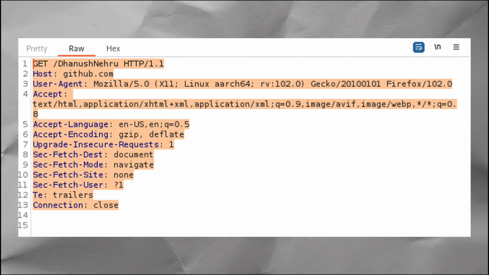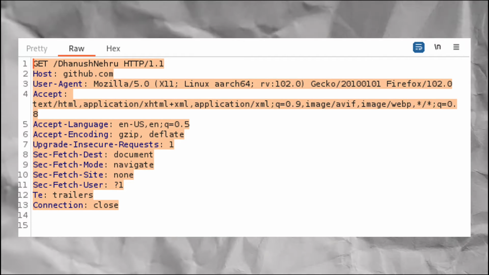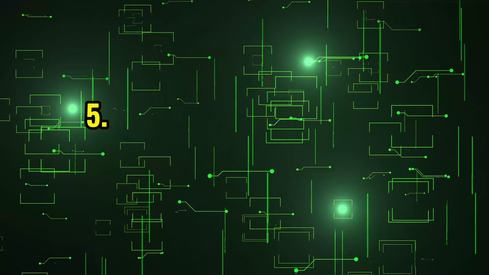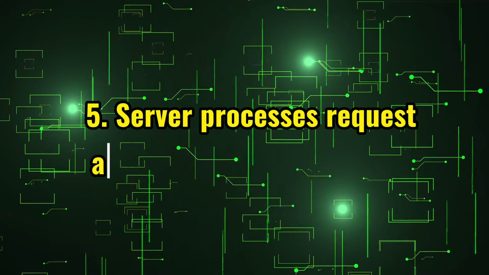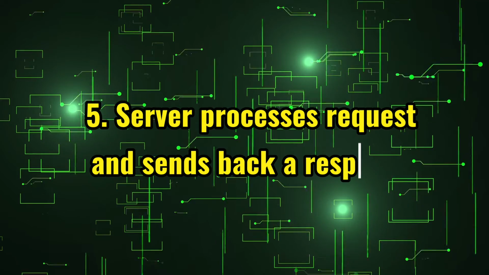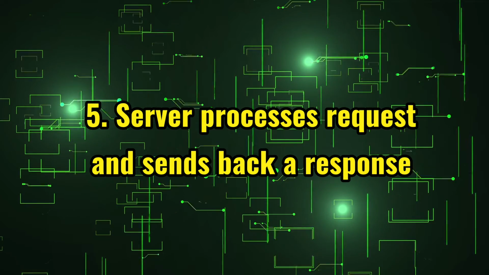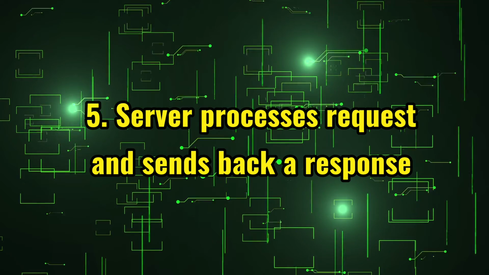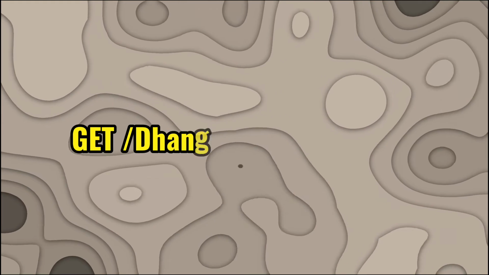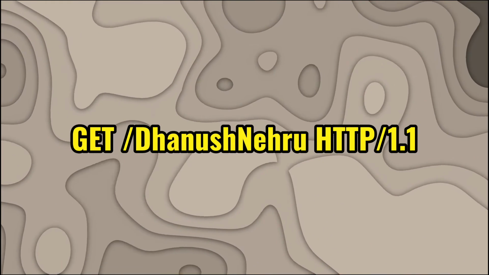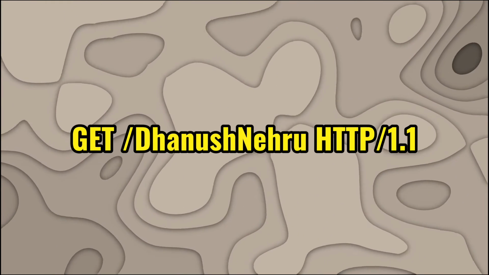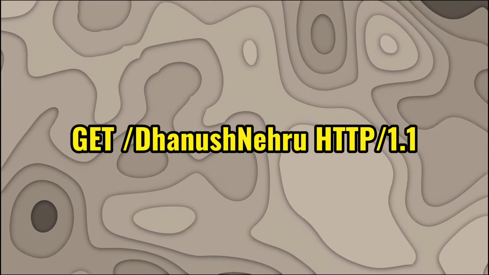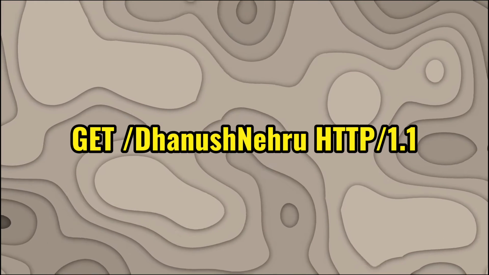Once the server has received the request from the client, the server processes it and sends back a response. 5. Server processes request and sends back a response. The server takes the request and, based on the info in the request line, headers, and body, decides how to process the request. For the request, GET /about-us HTTP/1.1, the server gets the content at this path, constructs the response, and sends it back to the client.